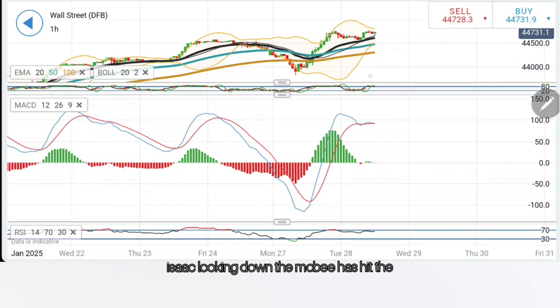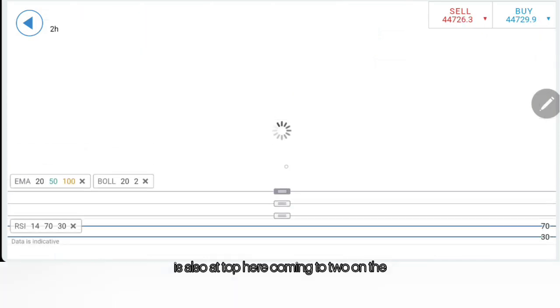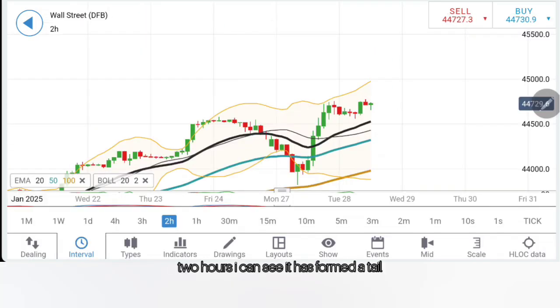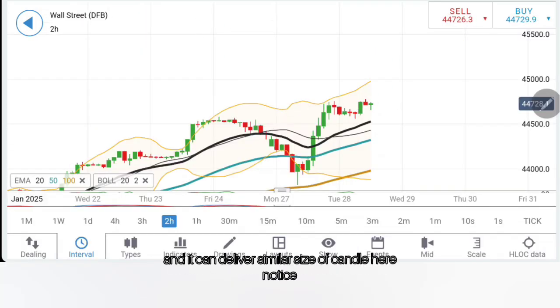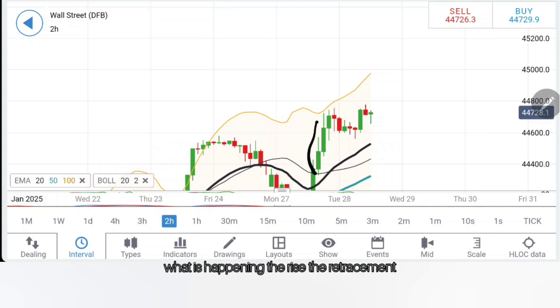Stochastic looking down, the MACD has hit a top, trying to cross over for sell. The RSI is also at top here. Coming to the 2 hour charts, I can see it has formed a tail and it can deliver a similar size of candle here. Notice what is happening. The rise, the retracement, first reversal sign, first bullish candle, then a swing here, and now a second candle should appear, which is going to take the price.